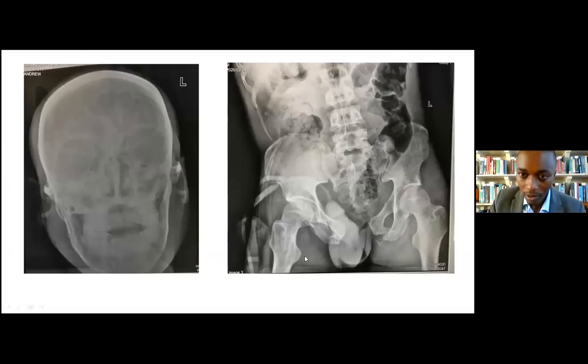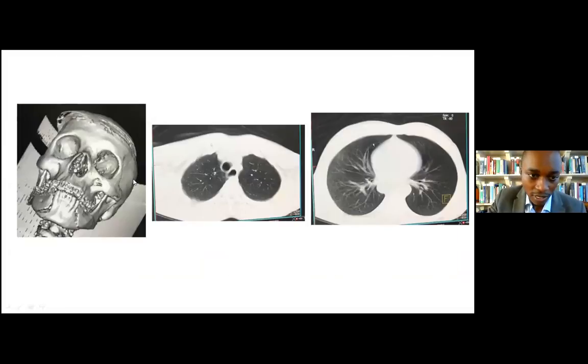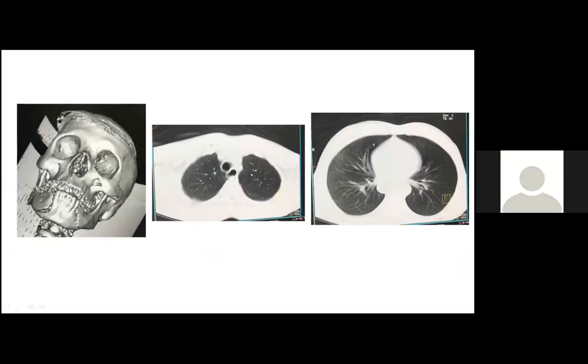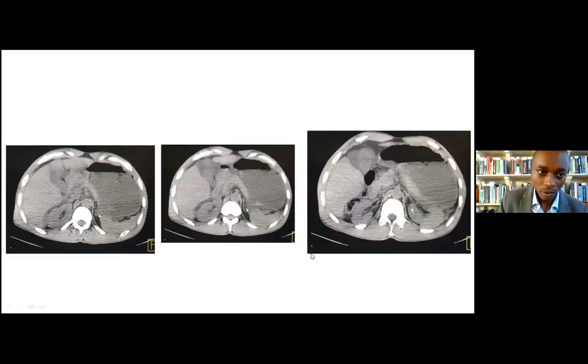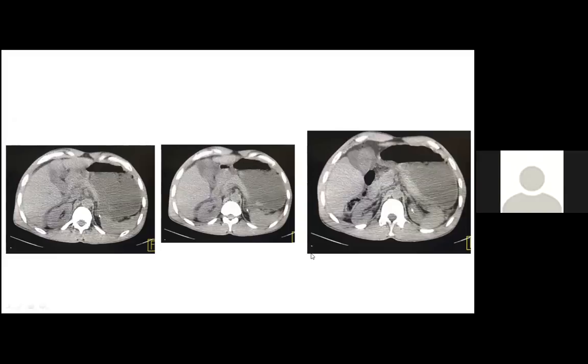Okay, all right. So moving on, we've got the CT scan there of the skull showing the mandibular fracture, and then we've got the CT scan of the abdomen. Can I ask Dr. Kujoka to comment with images, please?